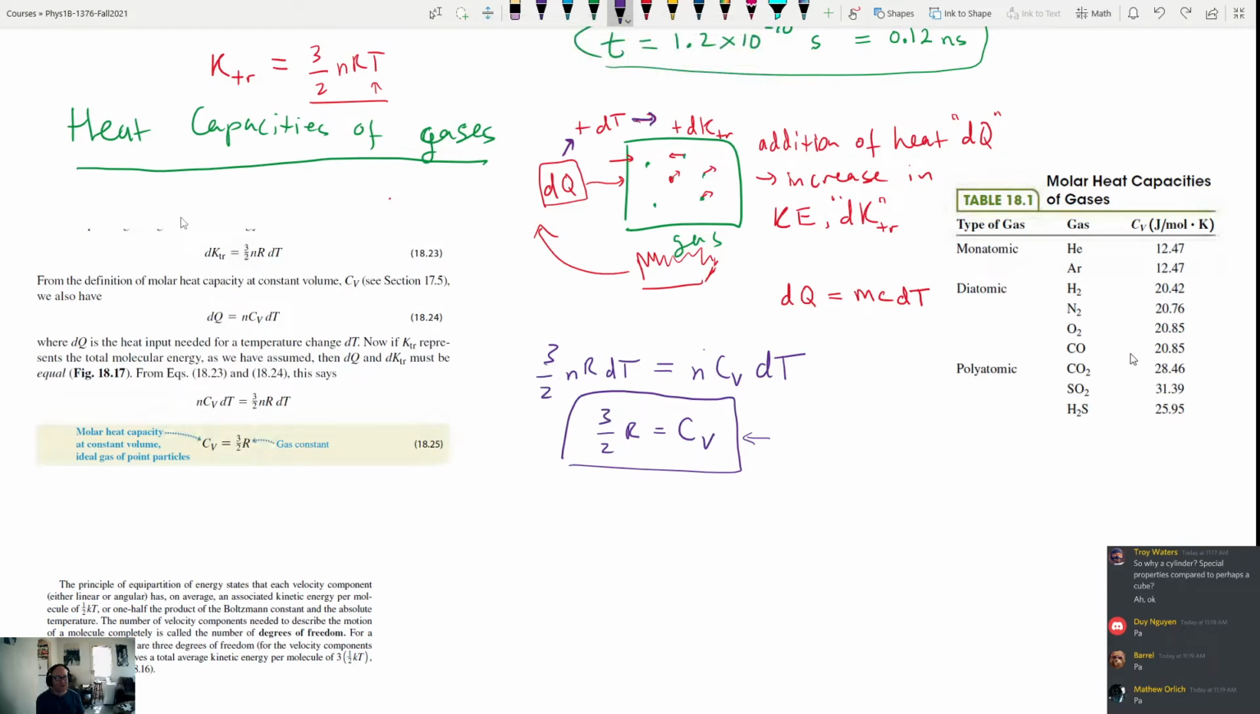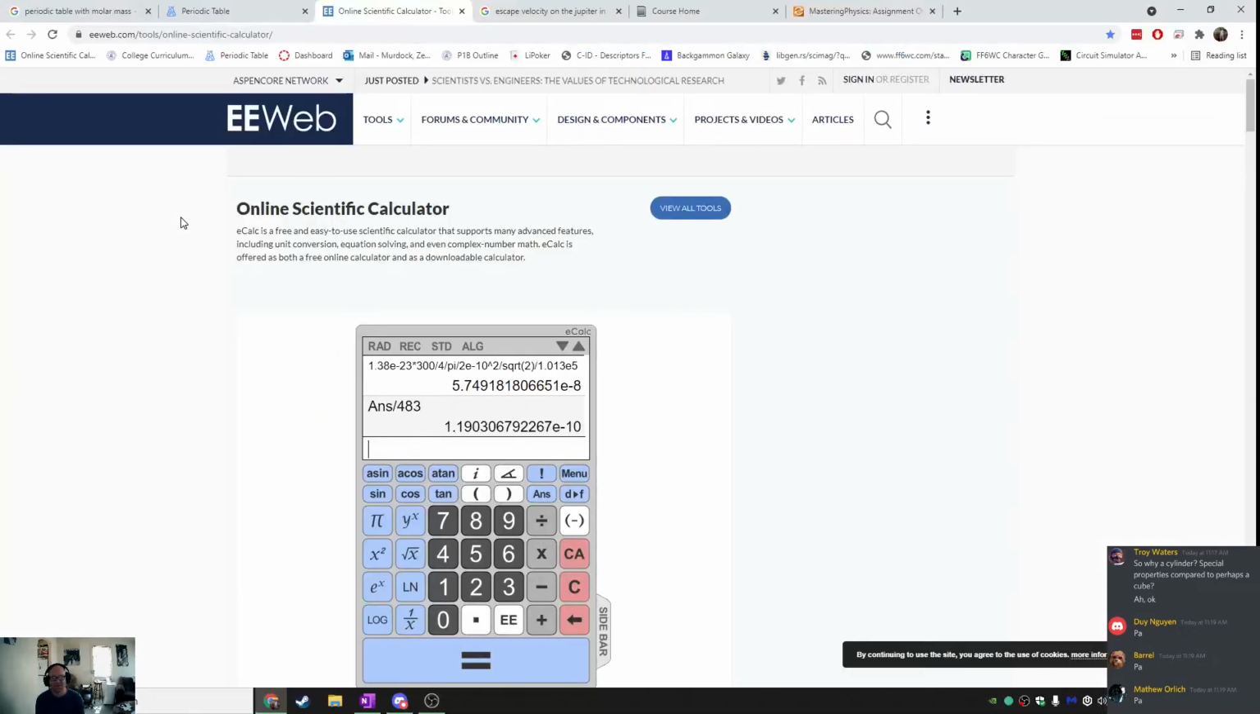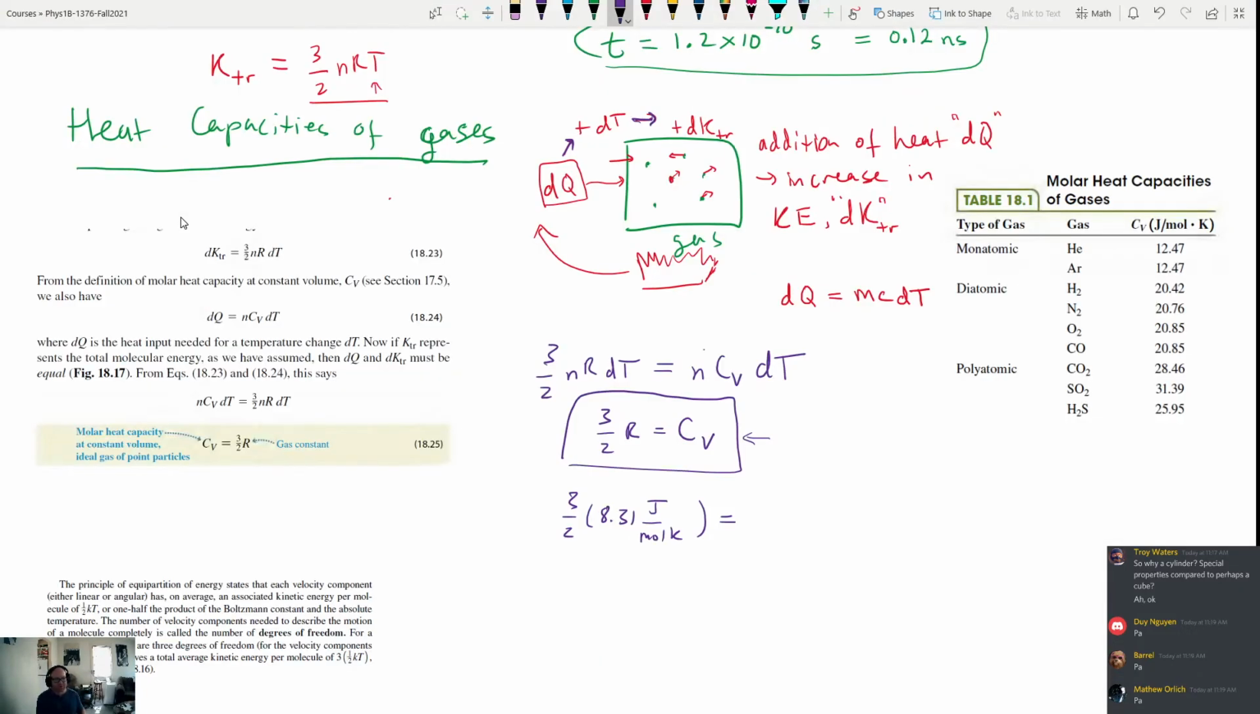And when you compare it to the actual values over here, what do you get? So 3 halves R, what is that? That's 3 halves of 8.31 joules per mole Kelvin. What's that equal to? Well, it should be equal to something like 12.47. Oh, whoops, 1.5. Yeah, it's like 12.47. And the units, of course, are just going to be also joules per mole Kelvin.